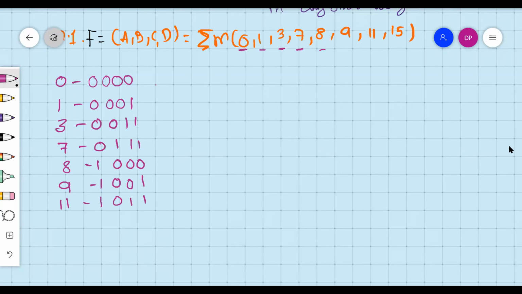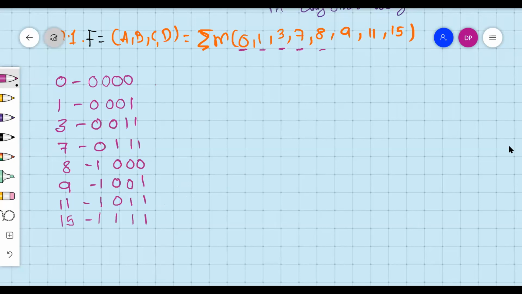Shouldn't we use BCD here, sir? Binary coded decimal? No, it's not binary coded decimal. These are the binary equivalent values of the min terms. Binary coded decimal means 11 would be written as 0001 0001. So we are not writing the BCD; we are writing the binary equivalent. So 15 means 1111.